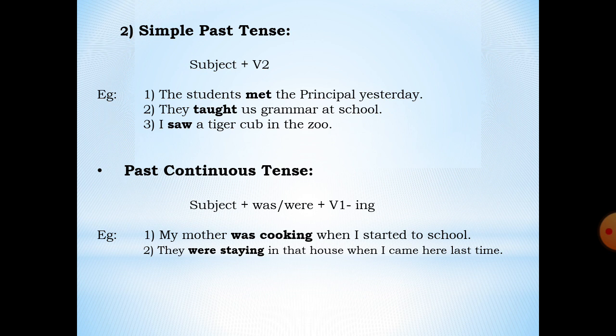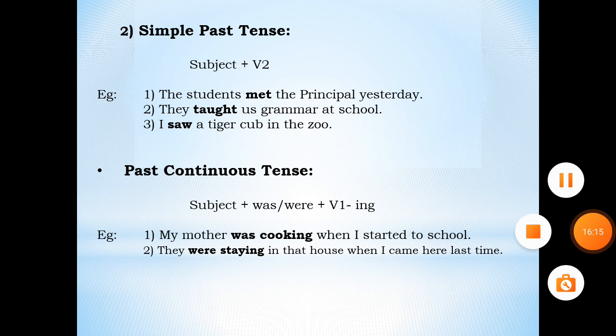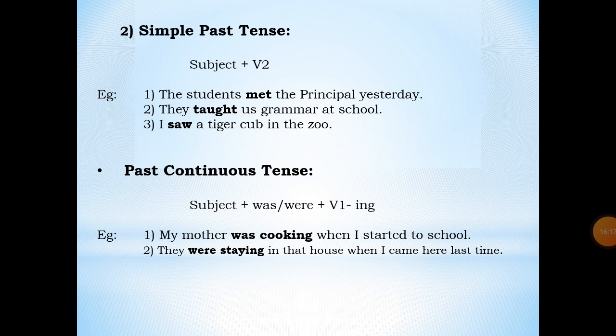Okay. Now the simple past tense is very easy to understand. You only have to see the verb. Okay, in which form the verb is, then you will come to know that the sentence is in simple past tense. Now the second form of past tense is past continuous tense.